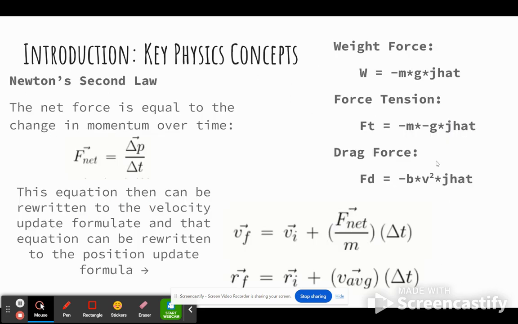Some key physical concepts that we should know are Newton's second law, which states that the change in momentum over the change in time is the net force, and that can be rewritten into the velocity update formula and the position update formula. Other equations that we need to know are the weight force, tension force, and the drag force, and these are all things I'll talk about later in the video.